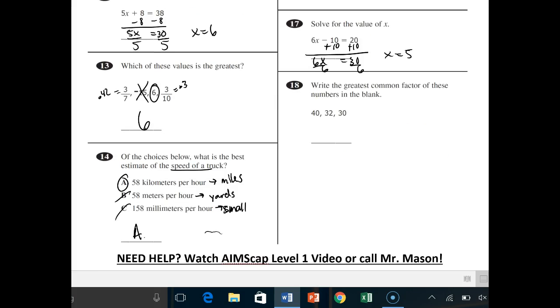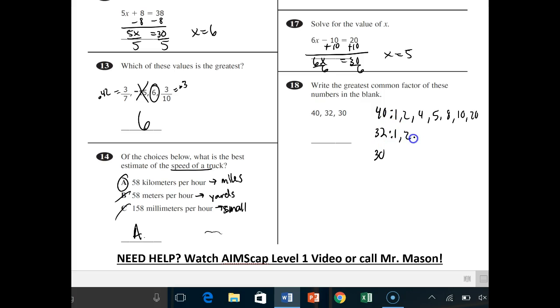Number 18, write the greatest common factor of these numbers in the blank. So it'd be easy to go ahead and just write these out and then start writing the factors. So you got 1, you got 2, you got 4, you got 5, you got 8, you got 10, you got 20. Then let's go on to 32.